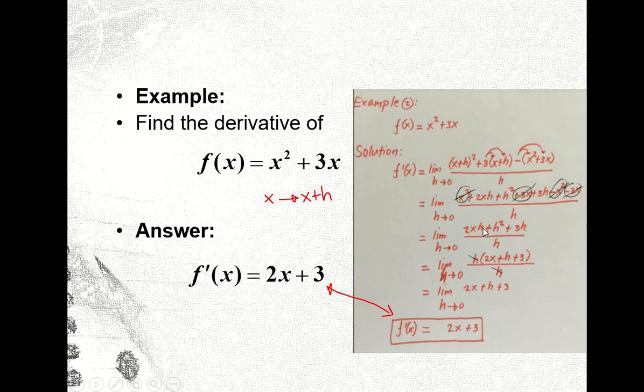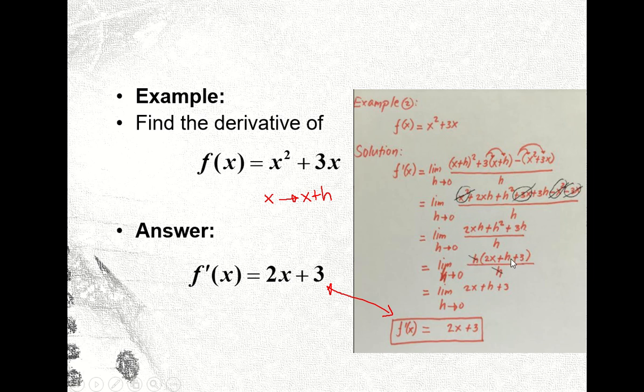Now at the numerator, if you look closely, you can see that there is a common factor in its terms, that is h. So you factor out h and divide each term by the common factor. 2xh divided by h, we have 2x. h squared divided by h, we have h. 3h divided by h, you have 3.